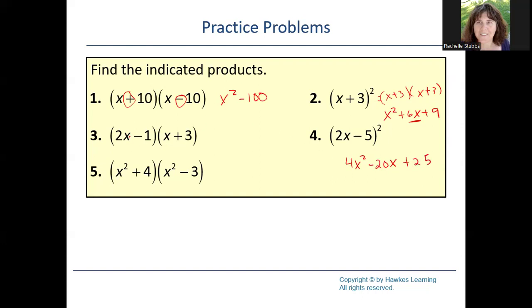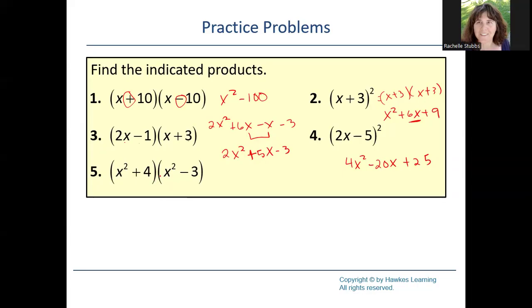Come over here for 3. 2x times x is 2x squared. 2x times 3, I'm going to do distribution here, is 6x. Negative 1 times x is minus x. And negative 1 times 3 is minus 3. Here are my like terms. Combine those. I get 2x squared plus 5x minus 3.